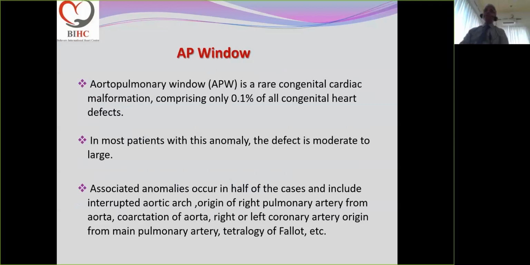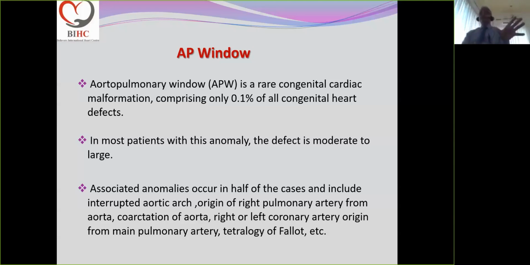The remaining lesion is an aortopulmonary window. What is an aortopulmonary window? You can think of a VSD as something which is occurring within the ventricle. But if there is a defect between the two great vessels, aorta and the pulmonary artery, there is a hole connecting the aorta and the pulmonary artery. You call it an aortopulmonary window.